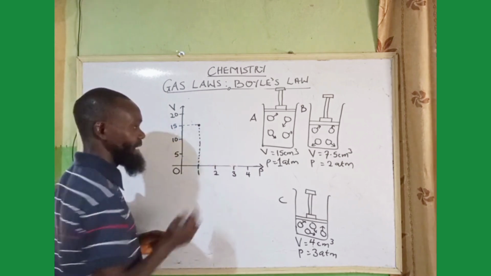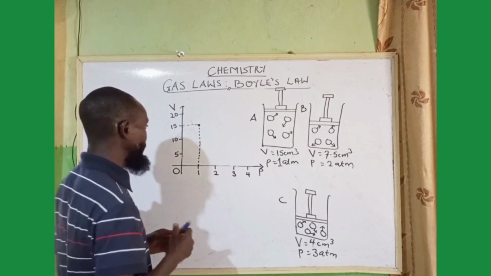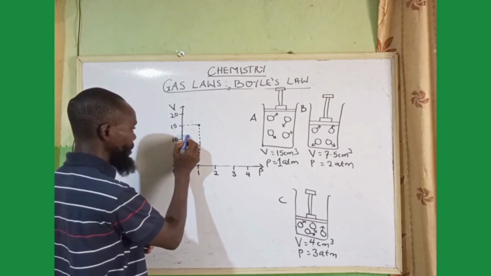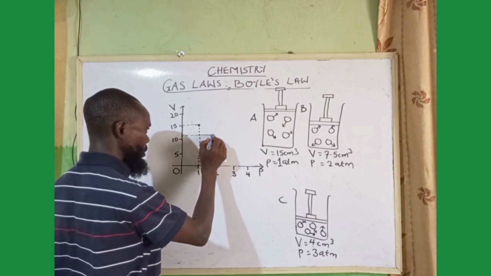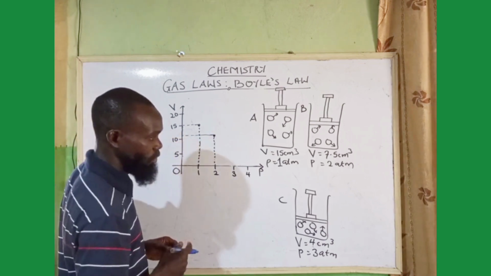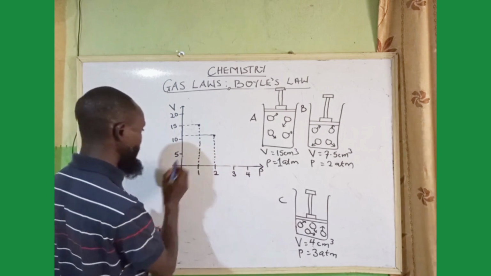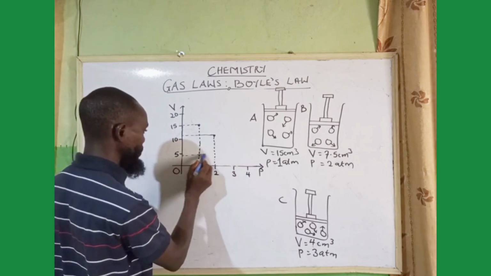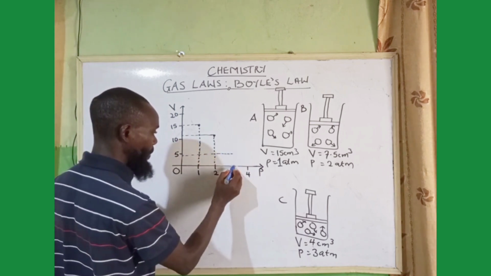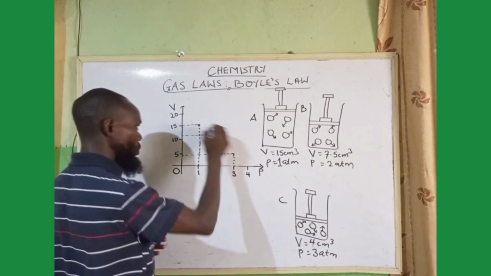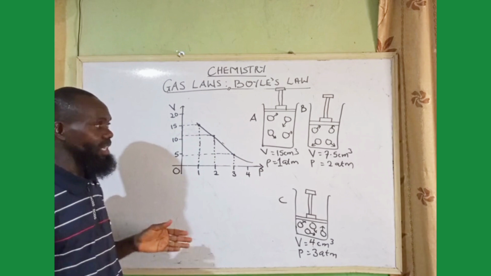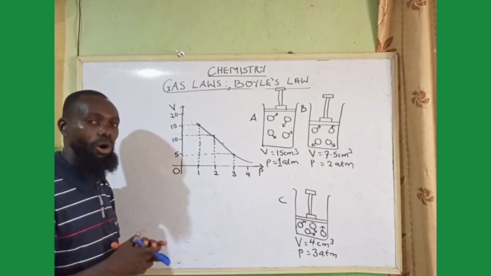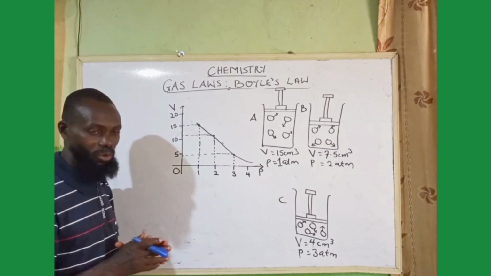Our pressure is 1 atm. When the volume is 7.5 centimeter cube, as it is here, our pressure is 2. When the volume is 4 centimeter cube, our pressure is 3. So we have our curve this way. So this is the graphical representation of Boyle's law.